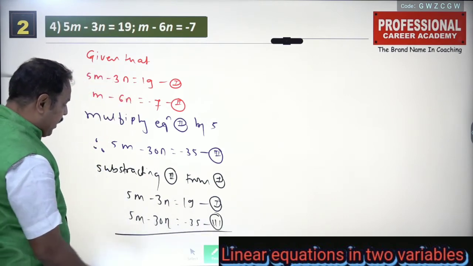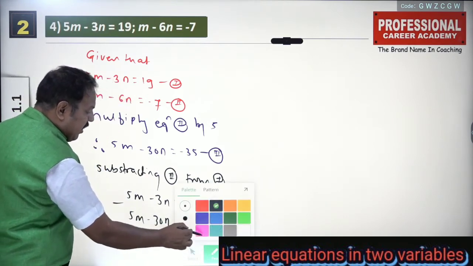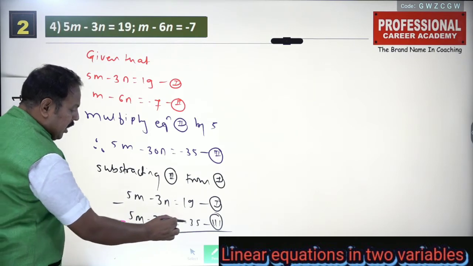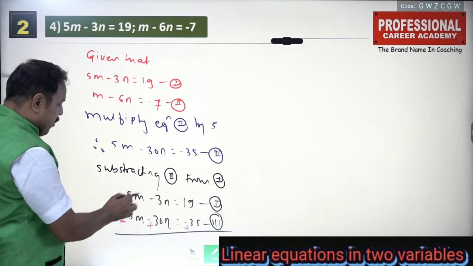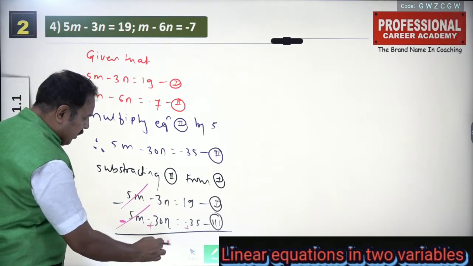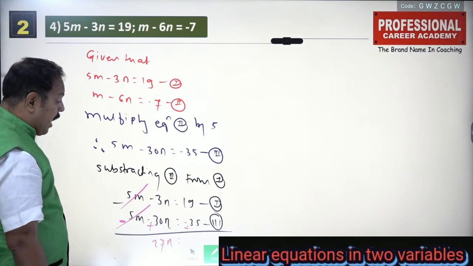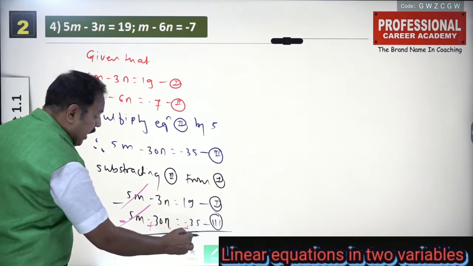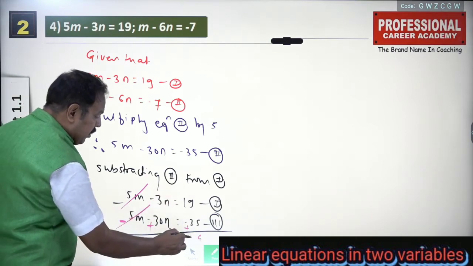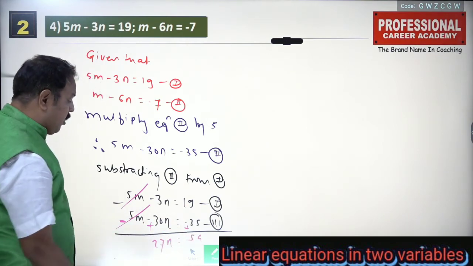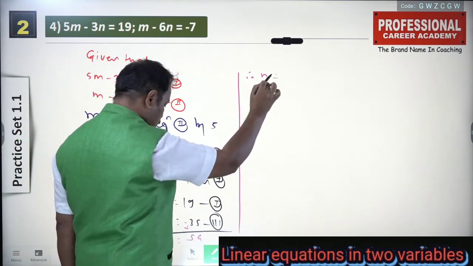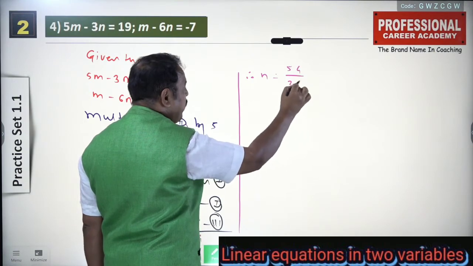Subtraction means what do you have to do with the sign? You have to change the sign. Here it is plus, it becomes minus. It is minus, it becomes plus. It is minus, it becomes plus. So 5m and minus 5m get cancelled. 30n minus 3n means 27n is equal to 19 plus 35. See here, 5 plus 9 means 14. Carry 1. Okay, 1, 1, 2 and 3. It is 5. So 27n equal to 54. So we can say therefore n is equal to 54 upon 27.